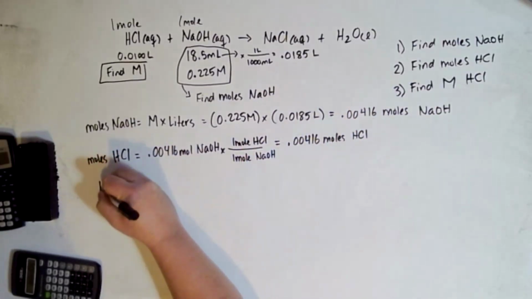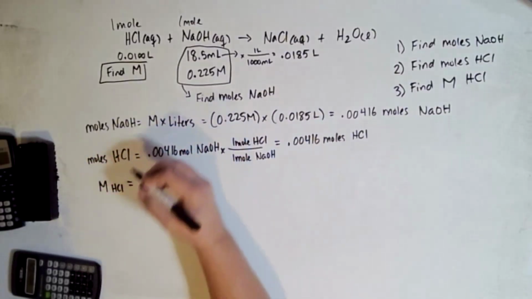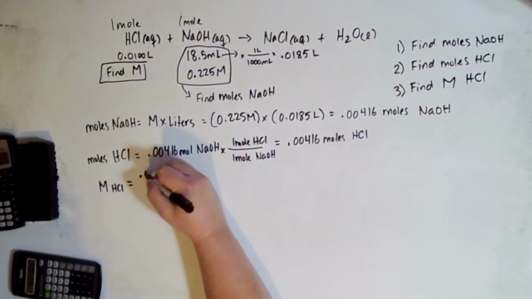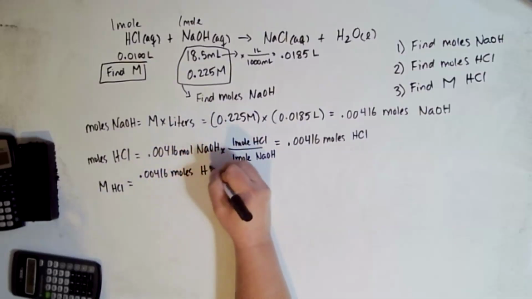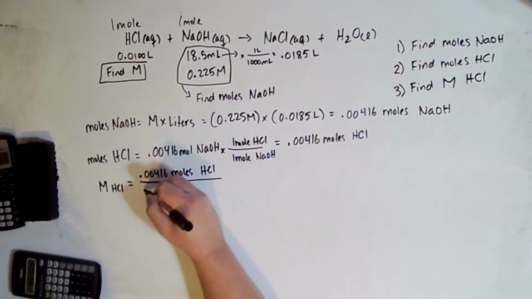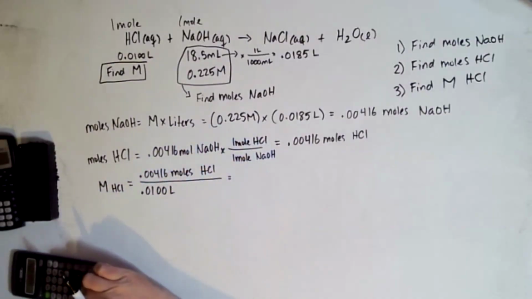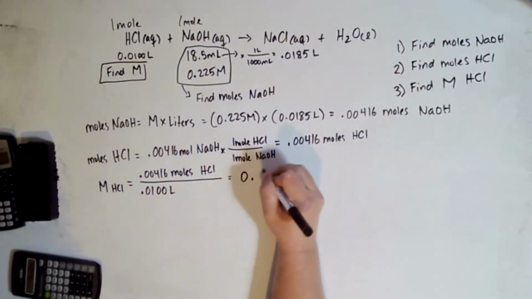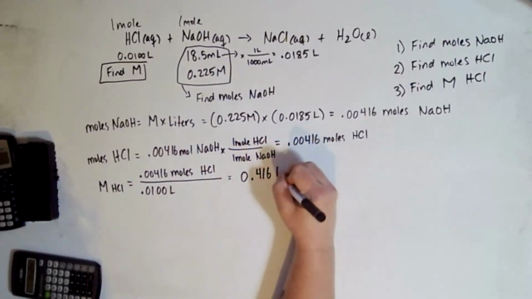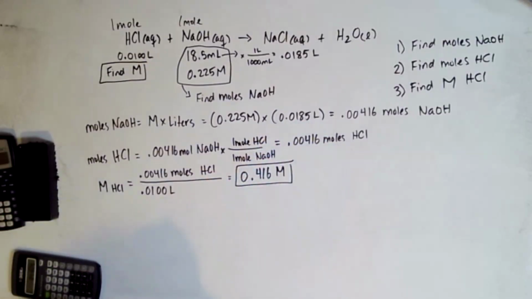And once I know my moles of HCl, I can find my molarity of HCl because it's going to be moles divided by liters. So I'm going to take my 0.00416 moles of HCl and divide it by my volume in liters that they gave us, 0.0100 liters. And we're going to end up with a molarity of 0.416 molar. That's the concentration of our HCl.